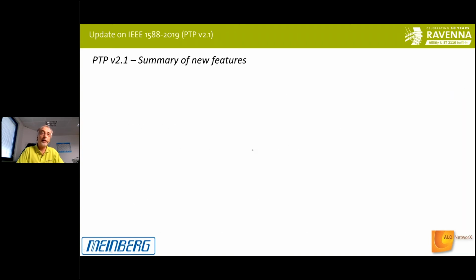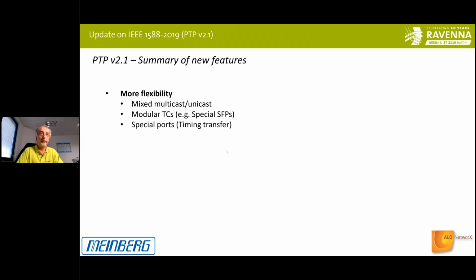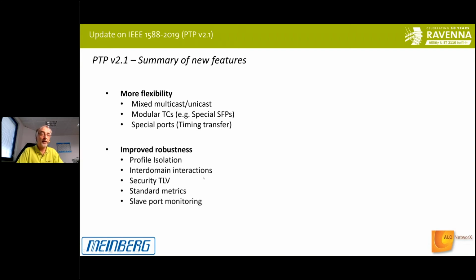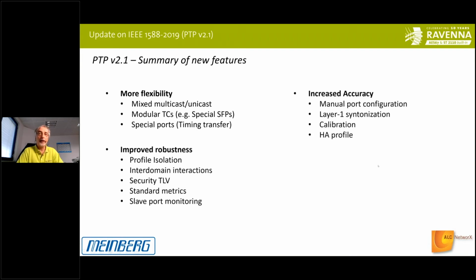So let's summarize the new features just for a good overview. We have added more flexibility with version 2.1. We have improved robustness options, and we have increased accuracy. And besides that, we of course have removed some ambiguities in the 1588 standard for better reading or clarification. Now, the main message is, we have full backward compatibility with version 2. So all PTP version 2 slaves will also sync with the PTP version 2.1 master.